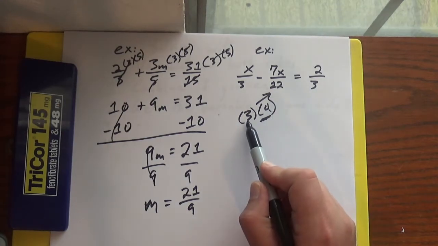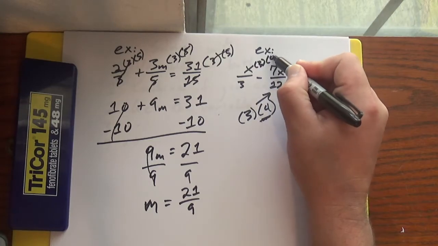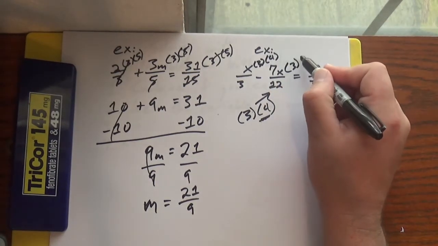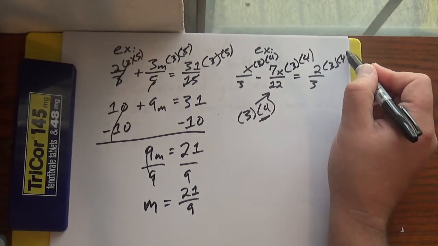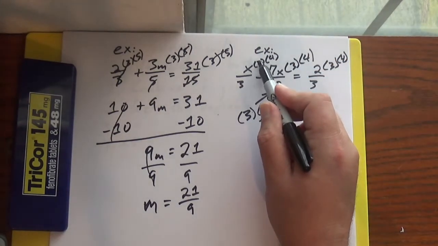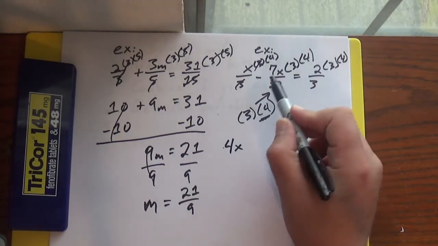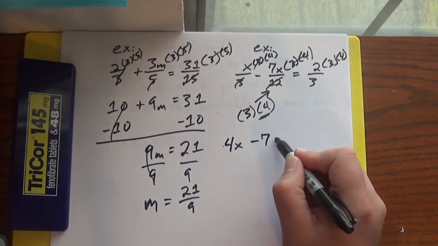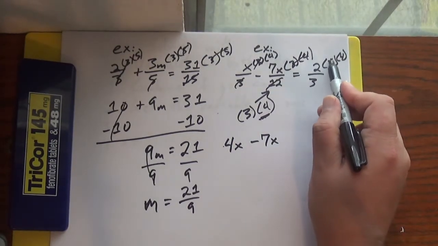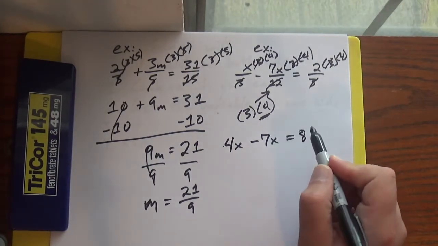So I'm going to multiply everything by 3 and 4. So times 3, times 4, times 3, times 4, times 3, times 4. My 3's cancel out, so I end up with 4x. And over here, this and this cancel out, so I get minus 7x. My 3's cancel out here, so 2 times 4 is 8.